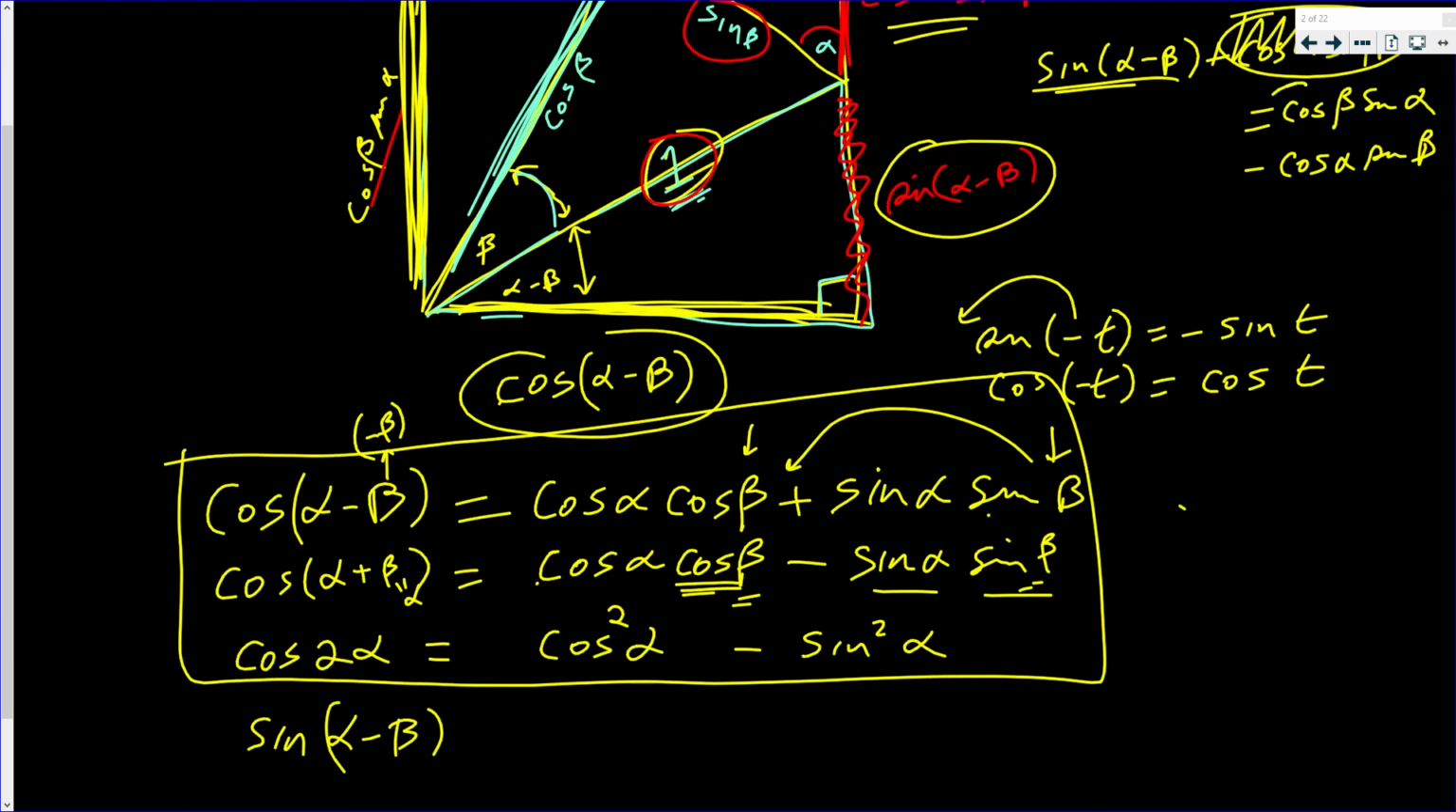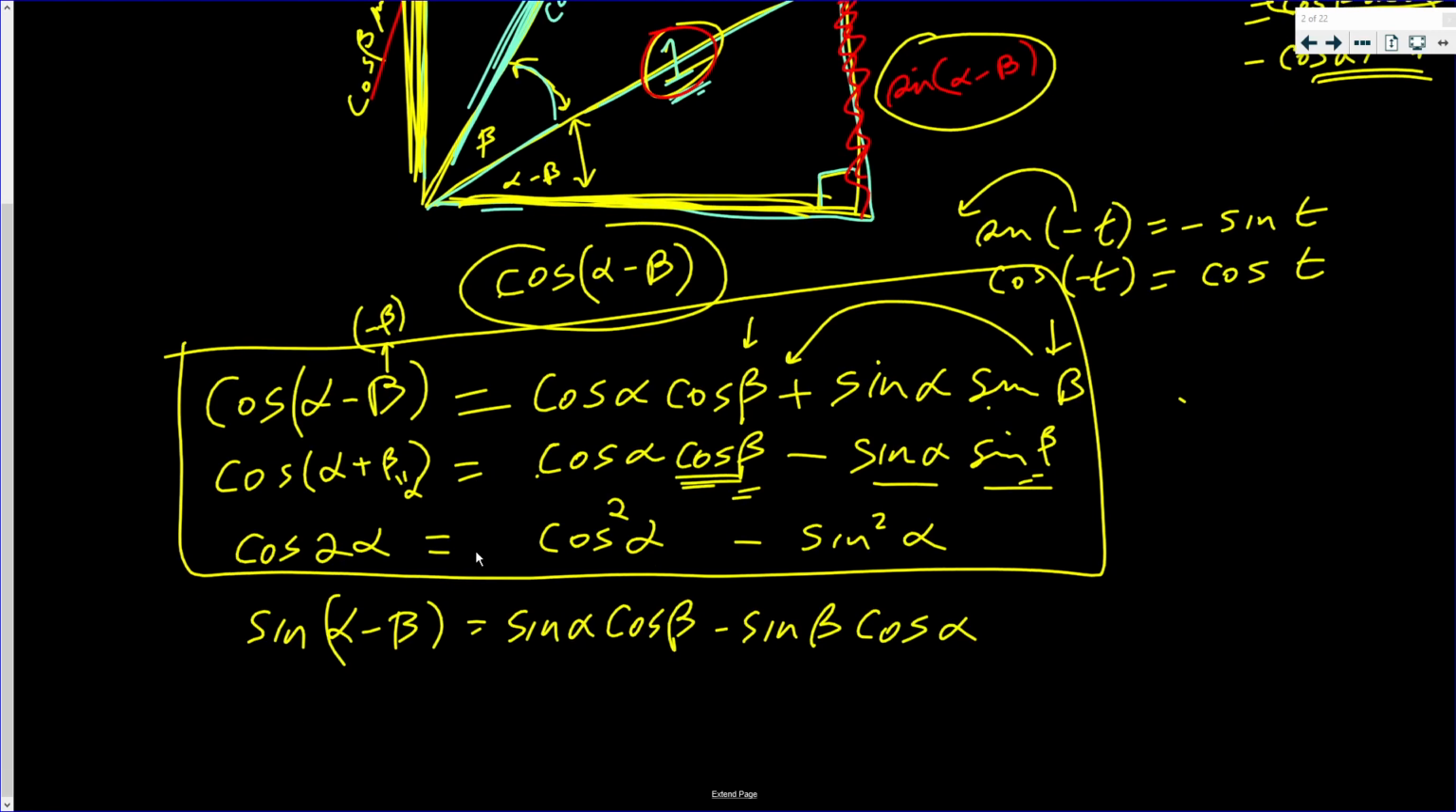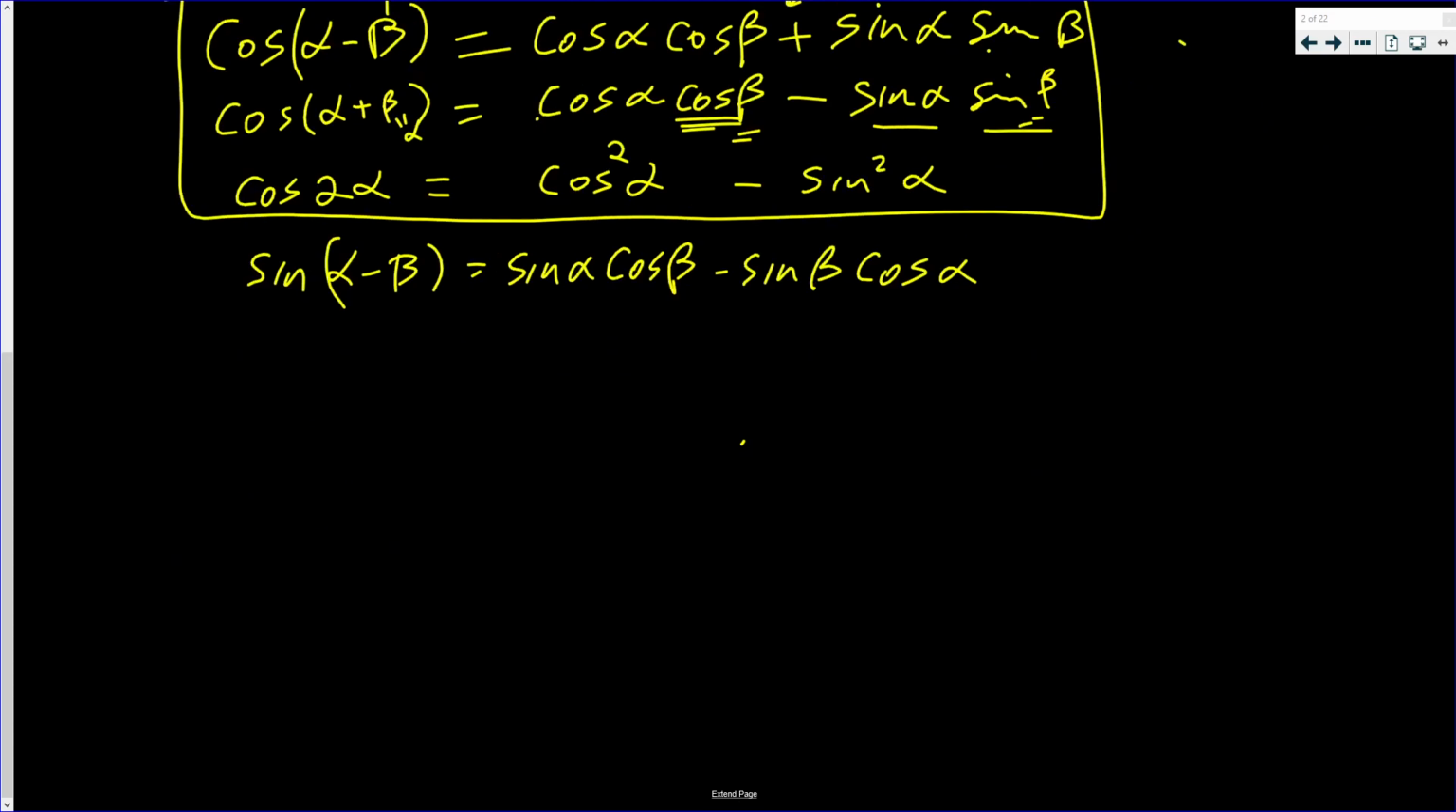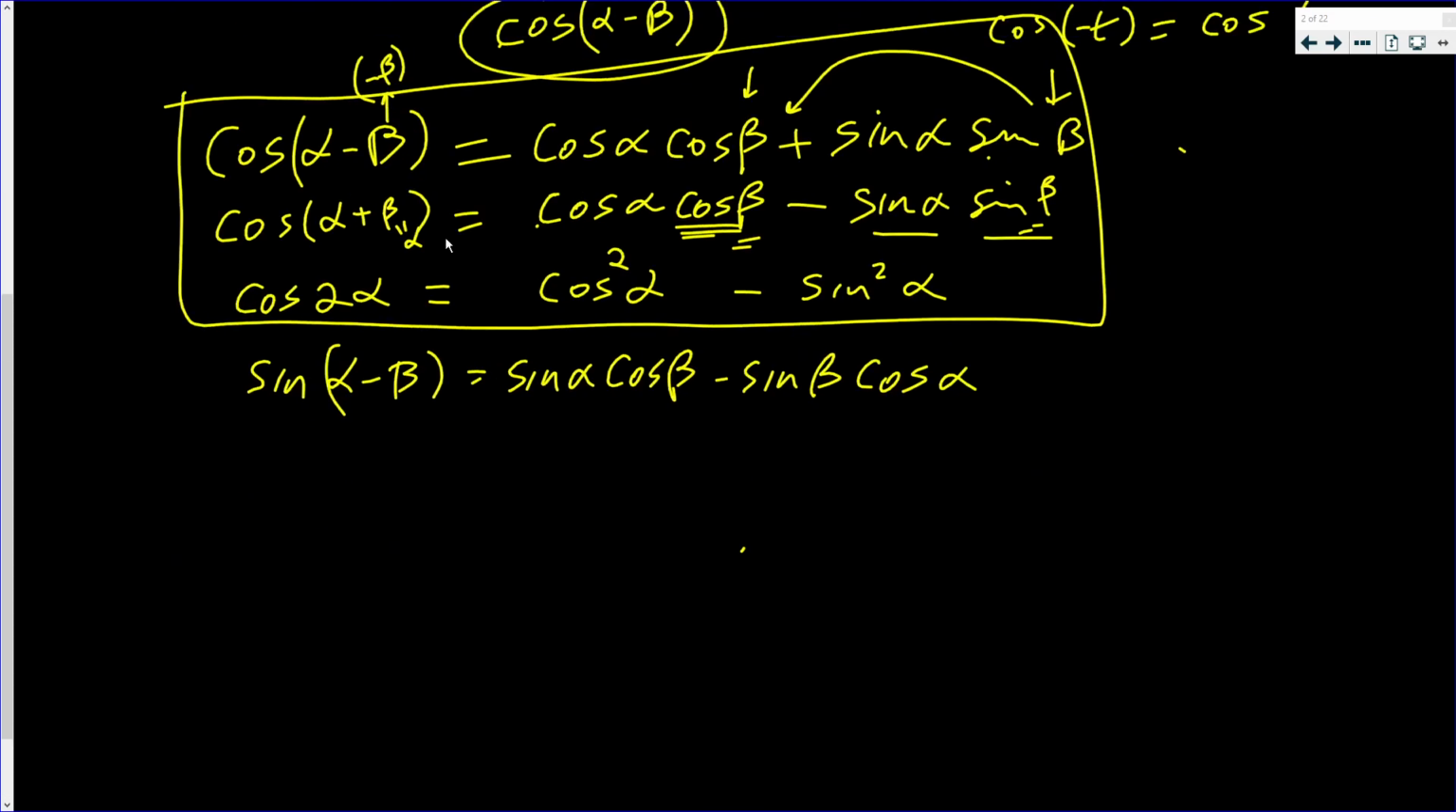Okay, so I like to write sines first when I can. Hopefully I won't get burnt this time. Sine alpha cosine beta minus this. Again, I'll write sine first. Sine beta cosine alpha. So that came from the diagram.